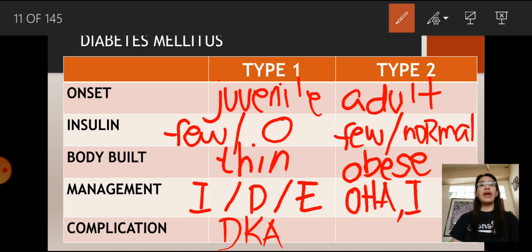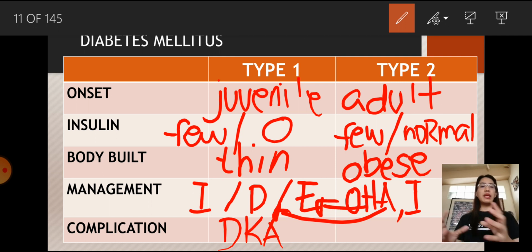And the same with your type 1, pwede rin natin silang i-advise na mag-diet at saka mag-exercise. Okay? So basically, parang pareho lang yung type 1 at saka type 2 in terms of management. The difference is, ang type 1, hindi gagana sa kanya ang oral hypoglycemic agent.